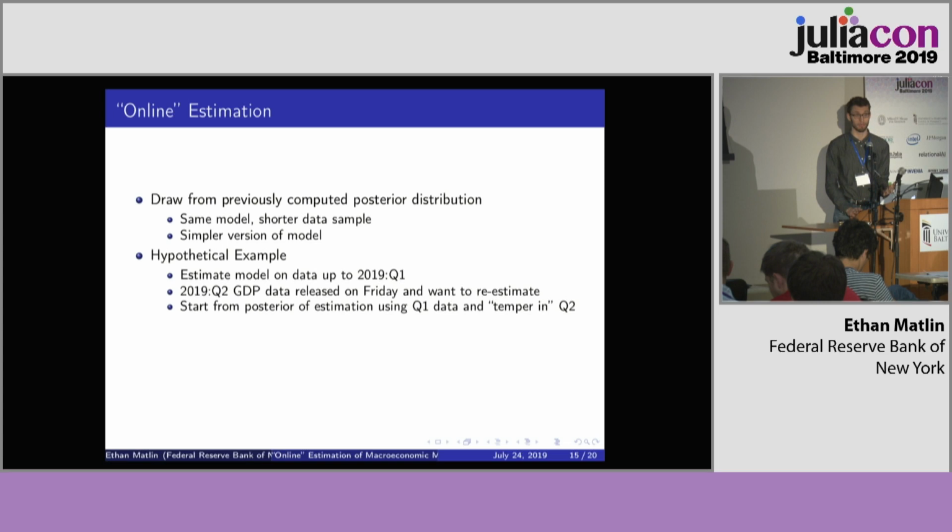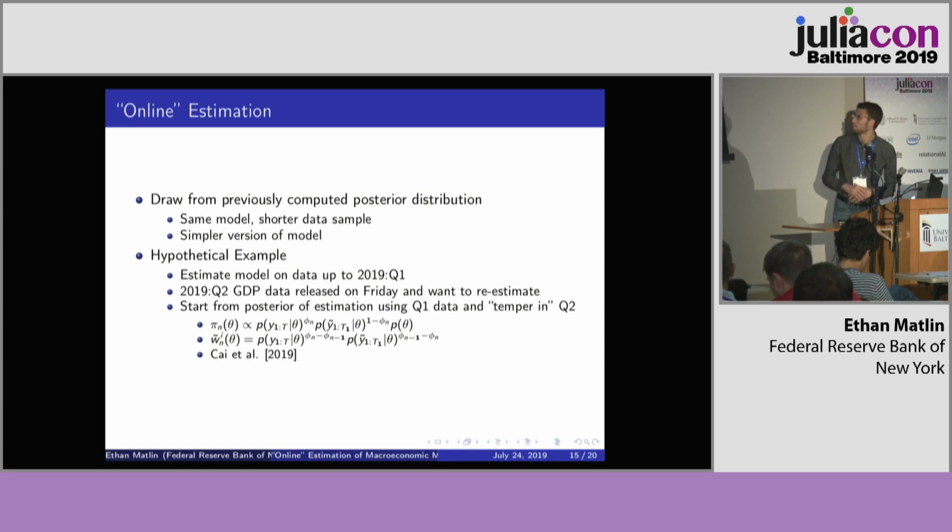A hypothetical example is, well, we have GDP data up until Q1 2019, but this Friday the BEA is releasing Q2 data. So we might want to re-estimate the model, and instead of starting from scratch, you can just temper in this new data and use our algorithm, which takes a lot less time.